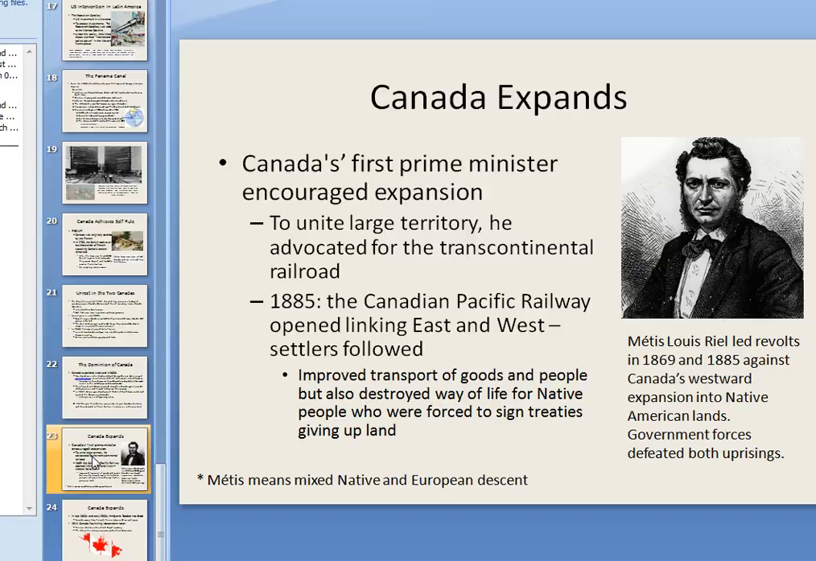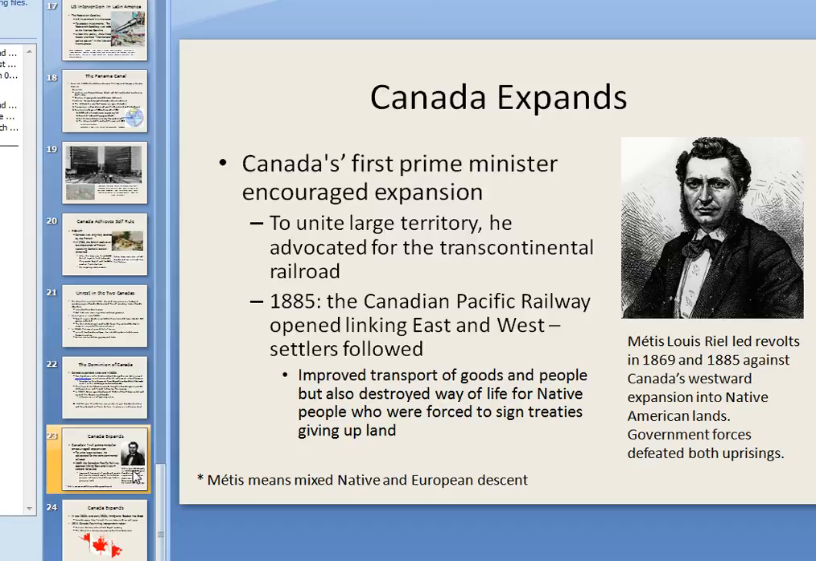So, just continuing, Canada's first Prime Minister encouraged expansion and to unite the large territory. He advocated for a transcontinental railroad, which happened in 1885. The Canadian Pacific Railway opened, linking the East and the West, and settlers followed that. So as this transcontinental railroad opened and there were more stops, there were also more settlers in regions that before were more remote or sparsely populated.